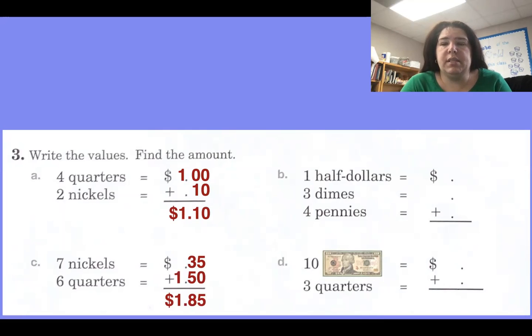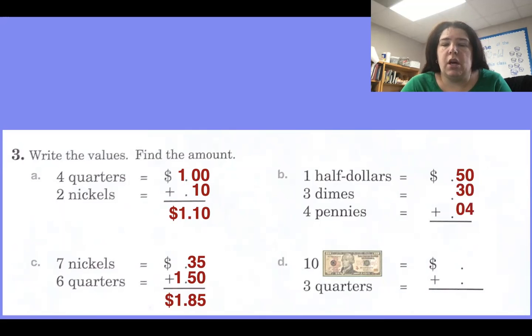A half dollar. What is a half dollar worth? What's the value of a half dollar coin? 50 cents. Very good. Remember, it goes on the right side of the decimal point. What about 3 dimes? Good. 3 dimes is 30 cents. And 4 pennies?